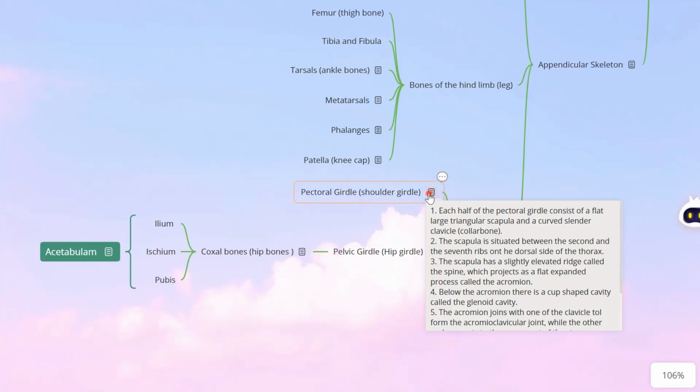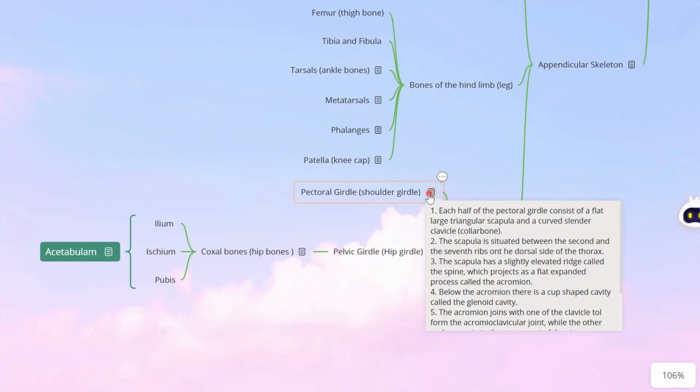So this word acromion comes under the pectoral girdle. Sometimes they can ask in match the following. They'll give acromion in block A, and then in block B they can give pectoral girdle. So we should know that this word acromion comes under the pectoral girdle.